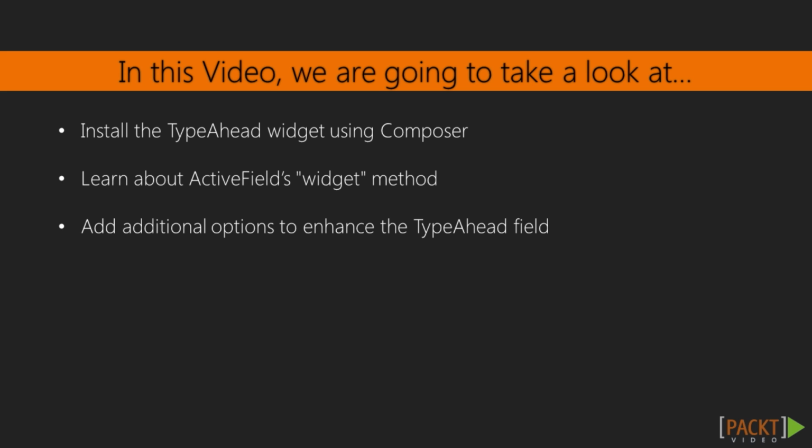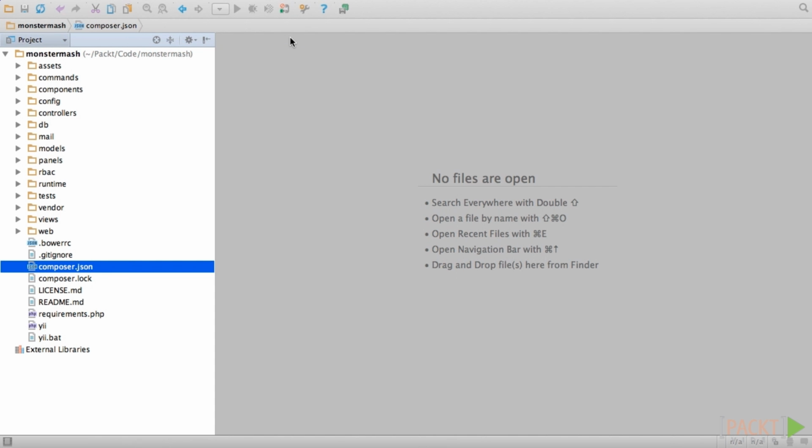First, we'll learn how to install the widget using Composer. Then, we'll learn how to output widget code using the ActiveField class. Finally, we'll learn how to configure advanced options to spice up our search field. Let's start off by installing the TypeAhead widget, which is simply a package that wraps the HTML and JavaScript for the Twitter TypeAhead.js plugin and allows us to configure and generate that code using PHP methods.